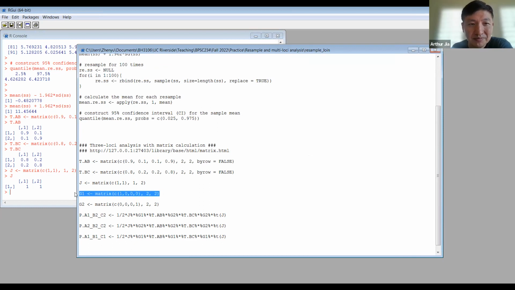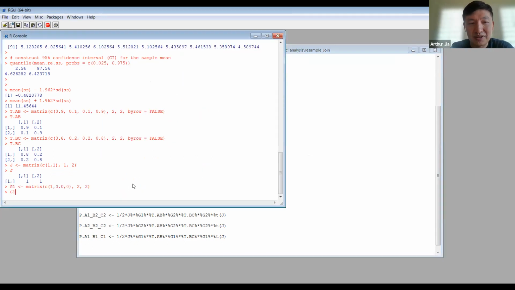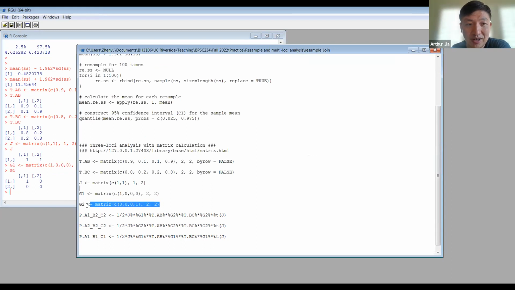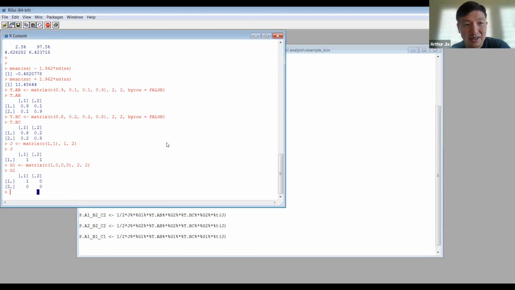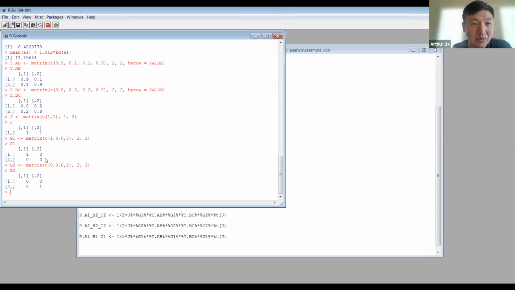All right, this is the genotype matrix that we generate to describe the genotypes, because this is a backcross design, right? We have two genotypes, genotype 1 and genotype 2. And you can see the difference here. For genotype 1 we put 1 in this corner, and for genotype 2 we put 1 in this corner, right? Does that make sense?